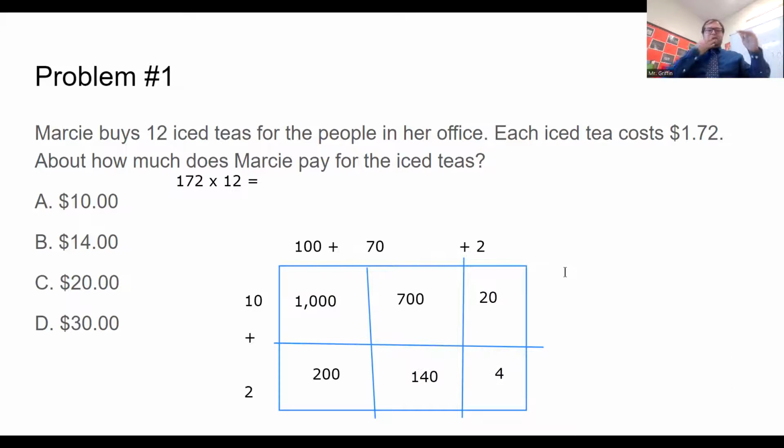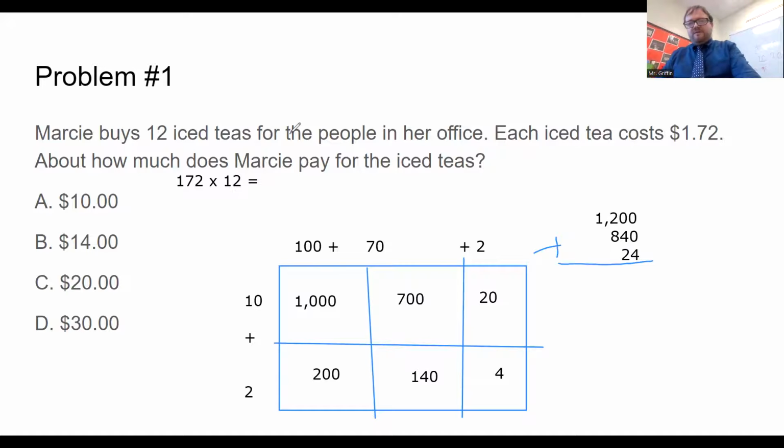Now, I always suggest you add up each column at a time before you do them all together. So I would do 1,000 plus 200, which is 1,200. 700 plus 140 would be 840. And then 20 plus 4 would be 24. All right. So then I would go through and add those totals together.